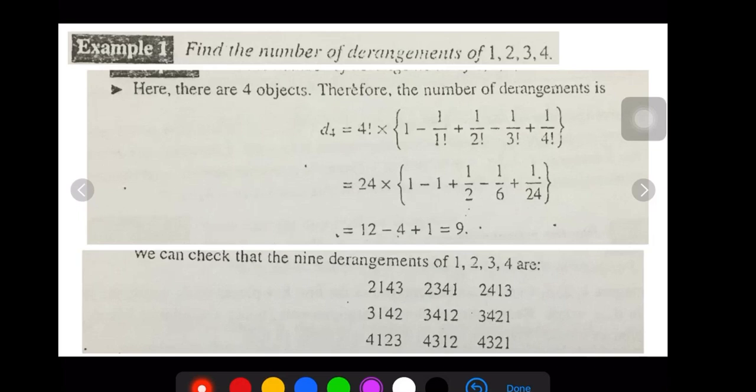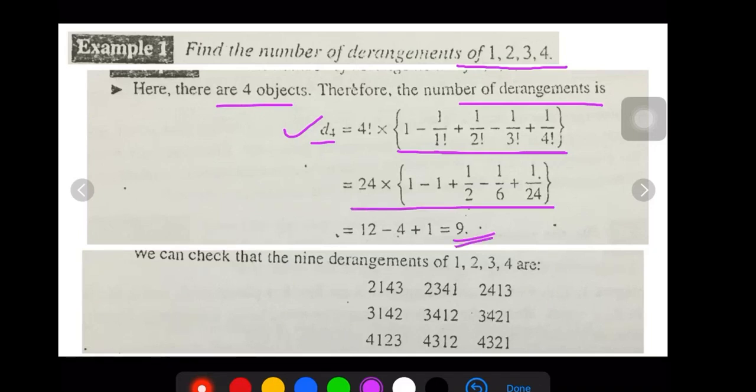So we are moving on to a problem here. Find out the number of derangements. This is one of the important questions from the exam point of view. Derangements of 1, 2, 3, 4. Here there are 4 objects, 1 to 4. Therefore, the number of derangements can be found by the formula: Dk is equal to k factorial into the summation, so 4 terms are to be considered, 1 to 4. As per the formula, expand and simplify that. You get 9 different ways. That means when 4 objects are given, you can derange them in 9 different ways.